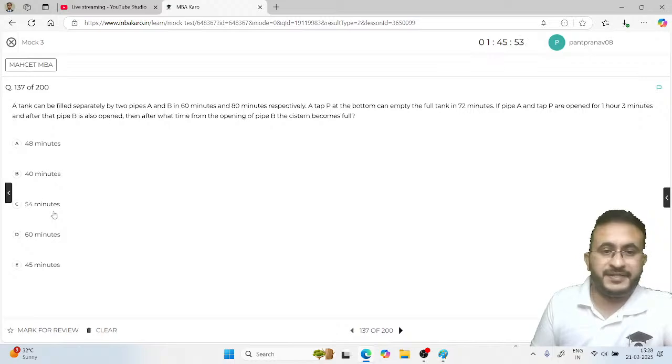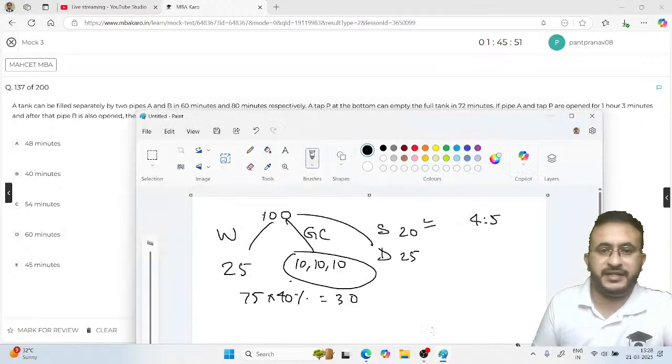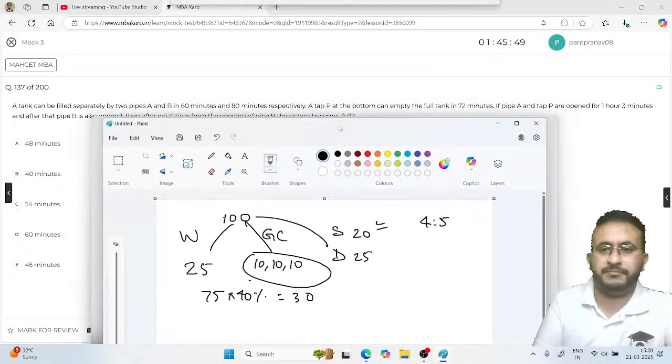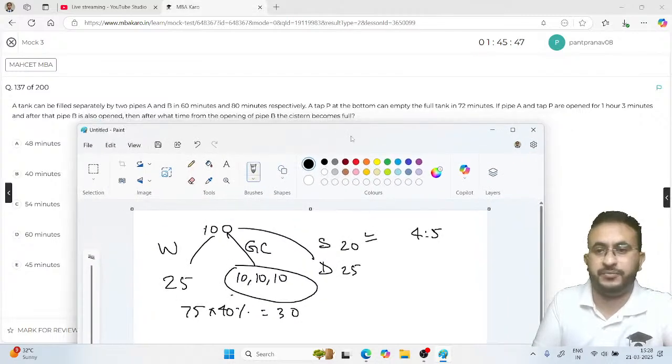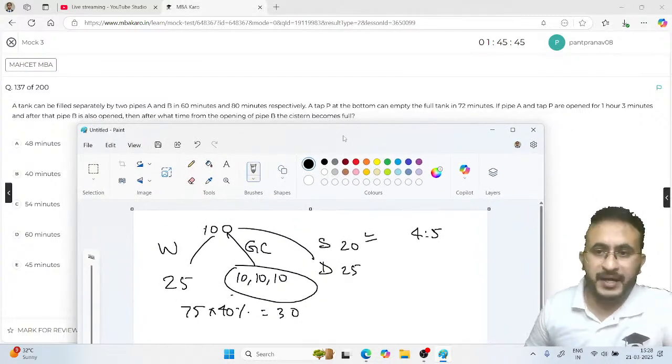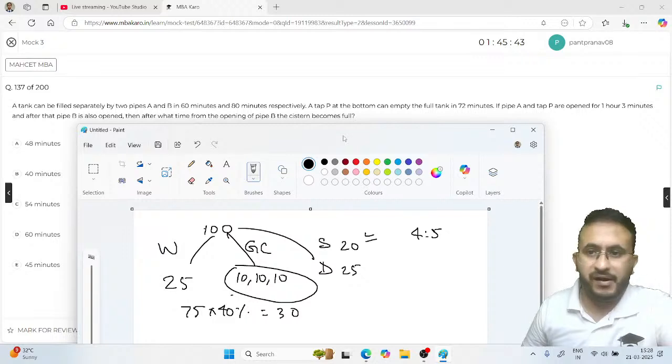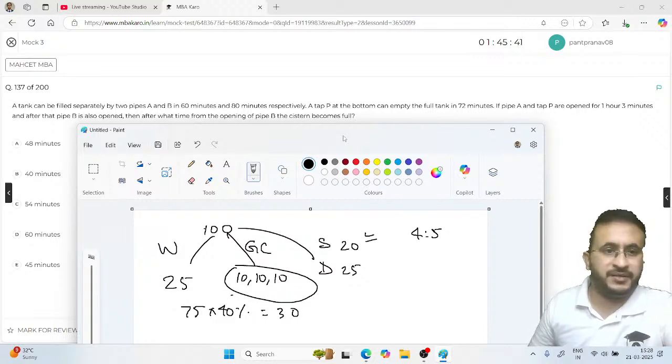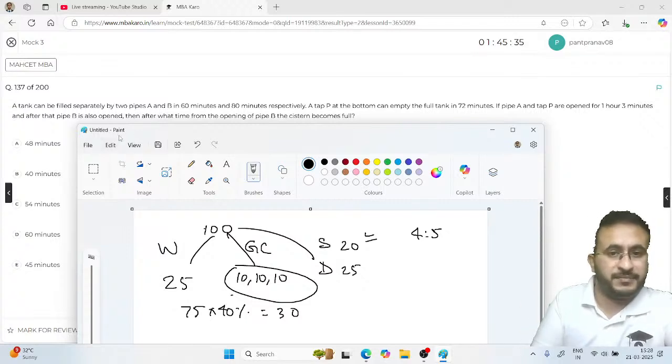A tank can be filled separately in 60 and 80 minutes. A bottom empty tank is attached, that is 72 minutes. Pipe A and tap P are open for 1 hour 3 minutes, and after that pipe B is also opened. After what time from the opening of pipe B does the system become full?